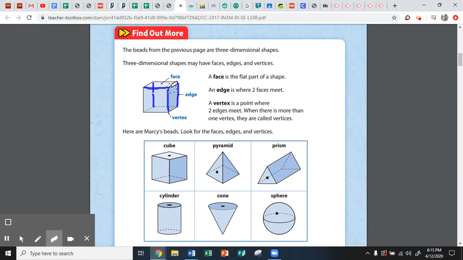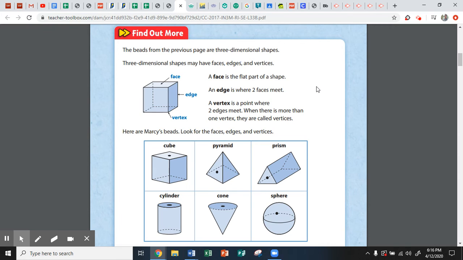Some of you might be thinking, why are some of these edges solid lines? Why are some of them dotted lines? Well, these dotted lines are edges too. If I were to have this shape in my hand, I wouldn't be able to see this back edge here. So if it's a dotted line, it's an edge that I cannot see, but I know it's there. So an edge is where two faces meet.